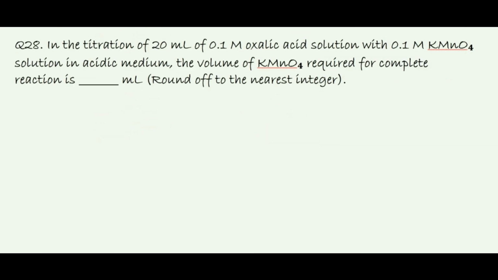Let's take this question: in the titration of 20 ml of 0.1 molar oxalic acid solution with 0.1 molar KMnO4 solution in acidic medium, the volume of KMnO4 required for the complete reaction in ml, they are asking. So in acidic medium what happens? The balanced reaction is also important. Why are they mentioning acidic medium? Because there are two types of reactions for KMnO4, one in acidic medium and another in basic medium.